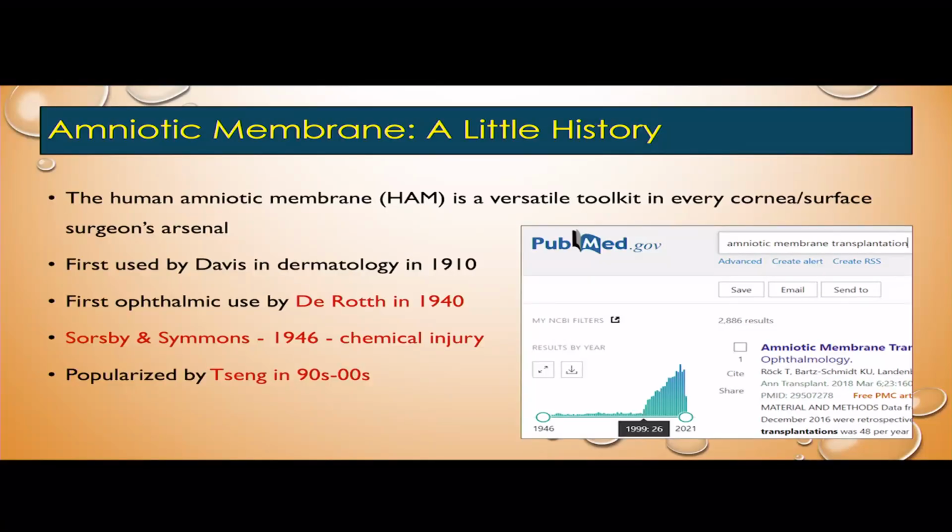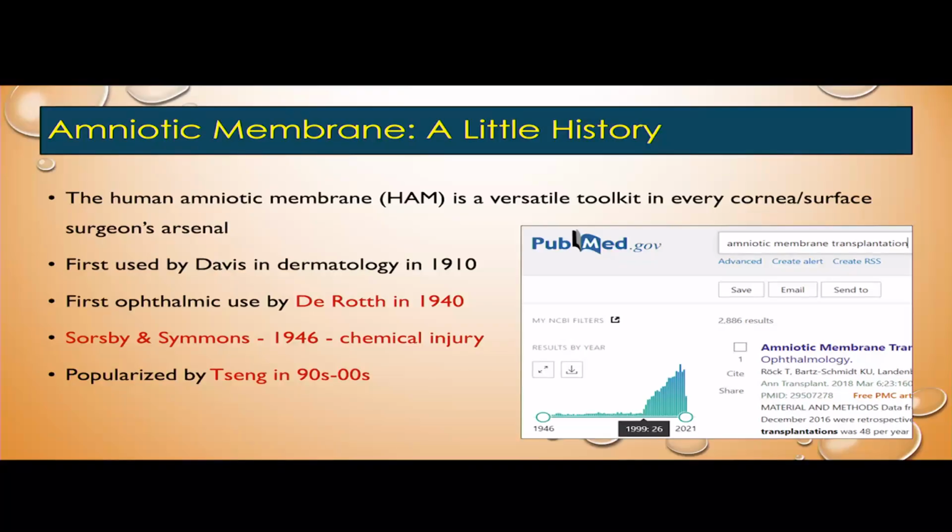So a little bit about the history of amniotic membrane. It has been described over 100 years back by Davis in dermatology. And first ophthalmic use was documented by Roth back in the 1940s. And then in 1946, Sorsby and Simmons described use of amniotic membrane in acute chemical injury. However, it was not popular till the early 90s when Schaefer-Seng really popularized it.